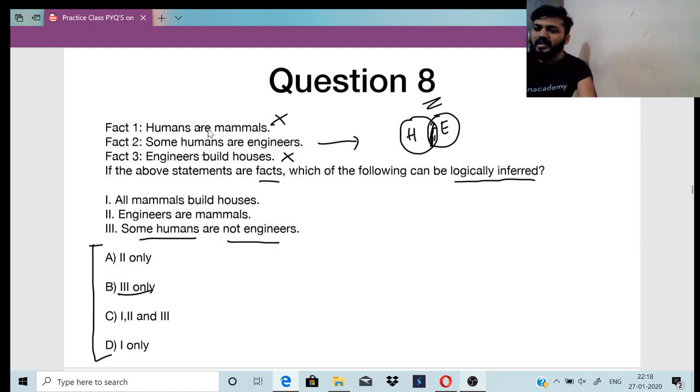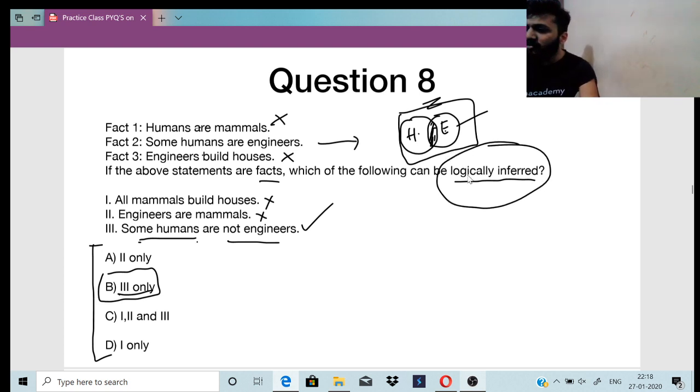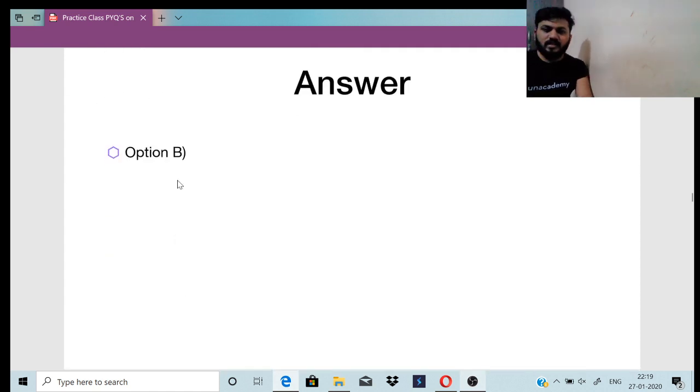We cannot make a Venn diagram of the other two. This one can be done in the form of a Venn diagram. Some of the humans are engineers, so some of them are not. So it is option B, 3 only. Some humans are not engineers. All mammals build houses is wrong, and engineers are mammals is also wrong. What did they tell you? Infer it logically. Logical inference goes to the one that has a Venn diagram, so the answer is 3. Yes Kiran, go by the Venn diagram. Option B, 3 only, right?